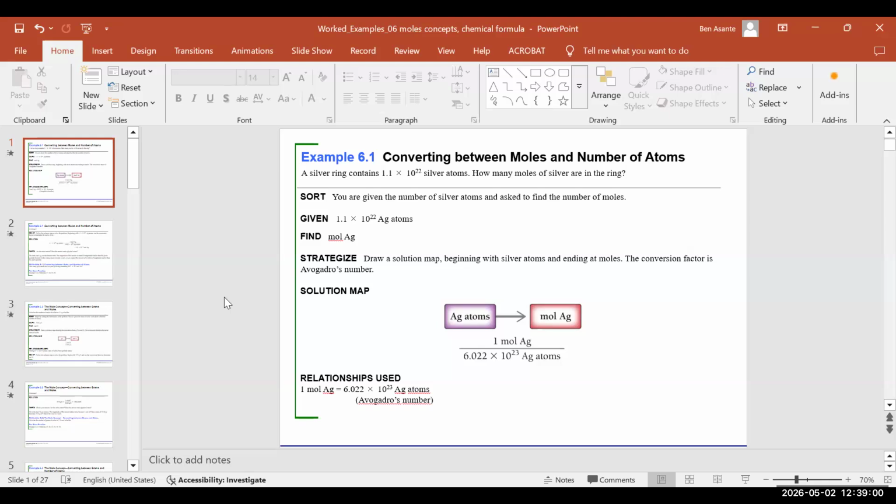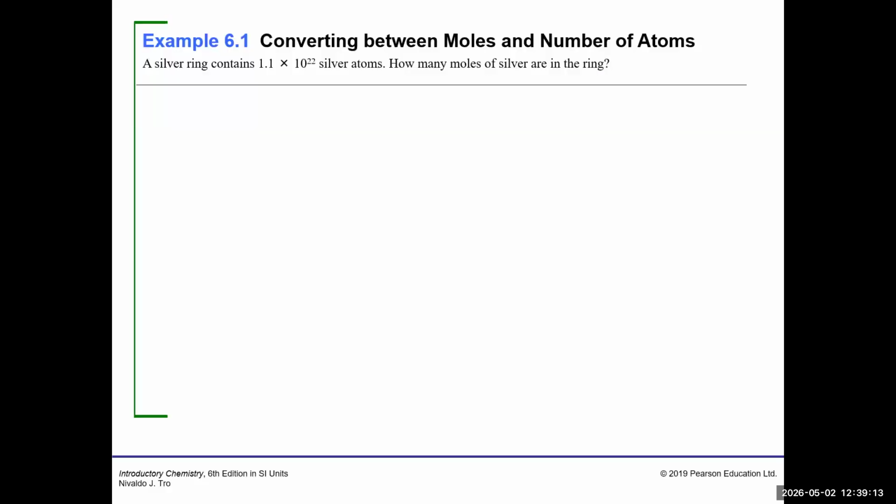The first example is converting between moles and number of atoms. We are given a silver ring. Let me put it in presentation mode. It contains 1.1 times 10 to the power of 22 silver atoms, and you are asked how many moles of silver are in this ring.